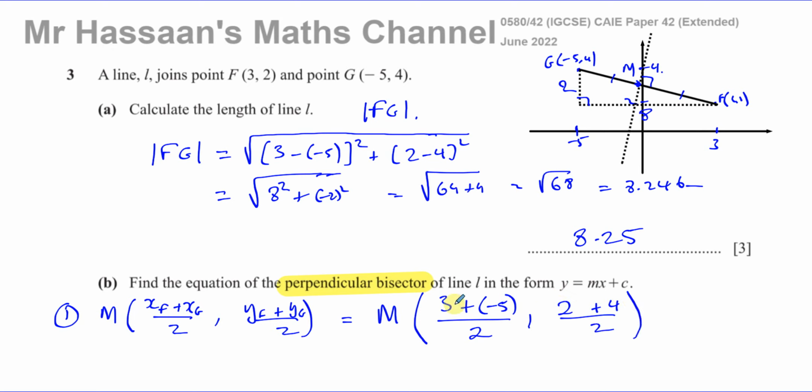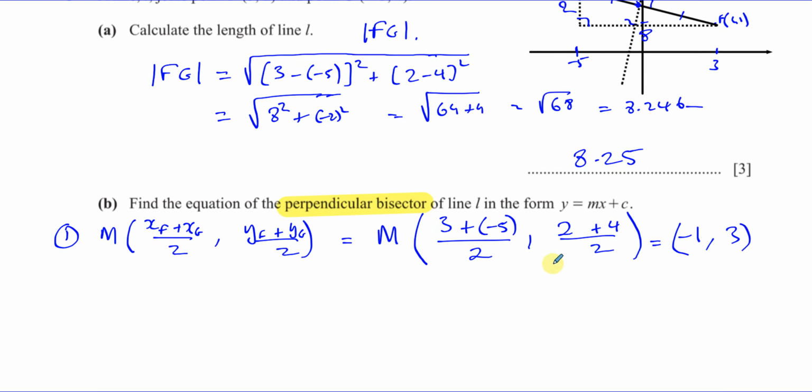You add them, and then you divide by 2. You're finding the average, basically. So this is 3 minus 5, which is negative 2, over 2, which is negative 1. And this is 2 plus 4, which is 6, divided by 2, which is 3. So that's the midpoint. That's one thing we've found, the midpoint.